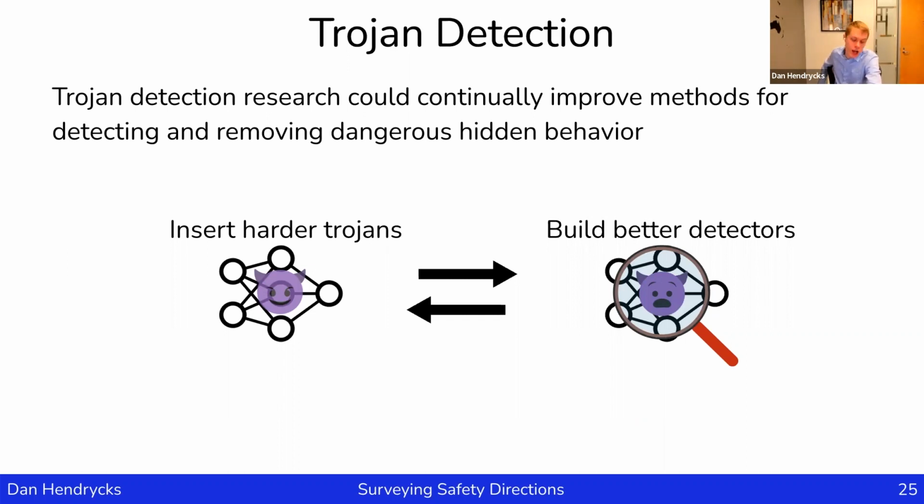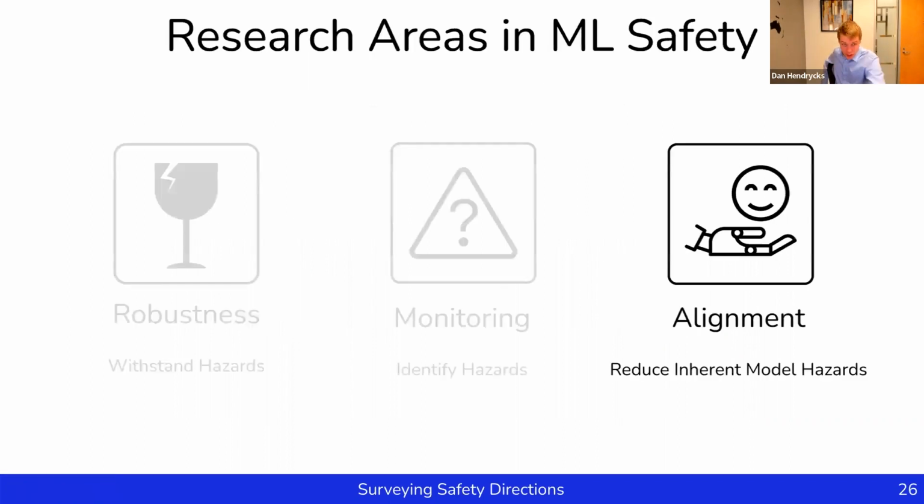Fortunately, there's a nice emerging literature on detecting Trojans, and these papers are very publishable, and the area is continually making progress. So I think this is a better way of detecting unforeseen behavior inside of networks than transparency, but that's my personal opinion about that.